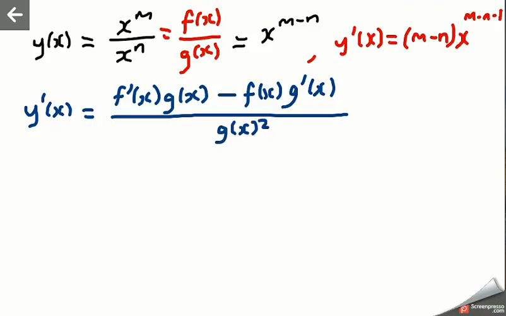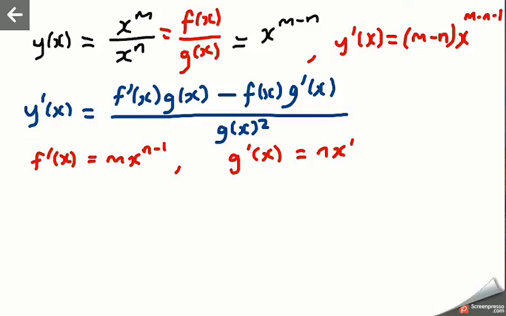Okay, so now, f of x is equal to x to the m, so that tells us that f prime of x is equal to m times x to the m minus 1. And we also know, for similar reasons, g prime of x is equal to n times x to the n minus 1, because g of x is equal to x to the n.